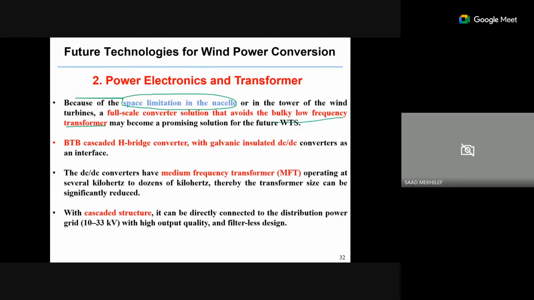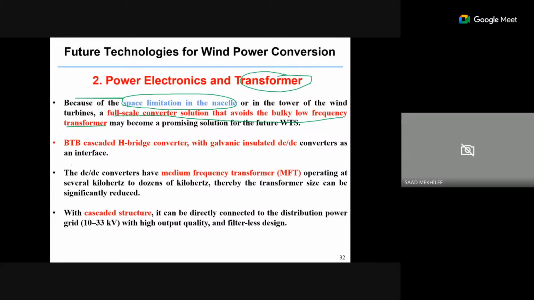Okay, so one of the solutions is to remove the low-frequency transformer from the system altogether, because as we know, the low-frequency transformer scales with the power rating. As the power rating goes higher, the transformer, and I'm talking about the 50 hertz or 60 hertz low-frequency transformer, grows. So removing these transformers can reduce a lot of space inside the nacelle of the wind turbines.